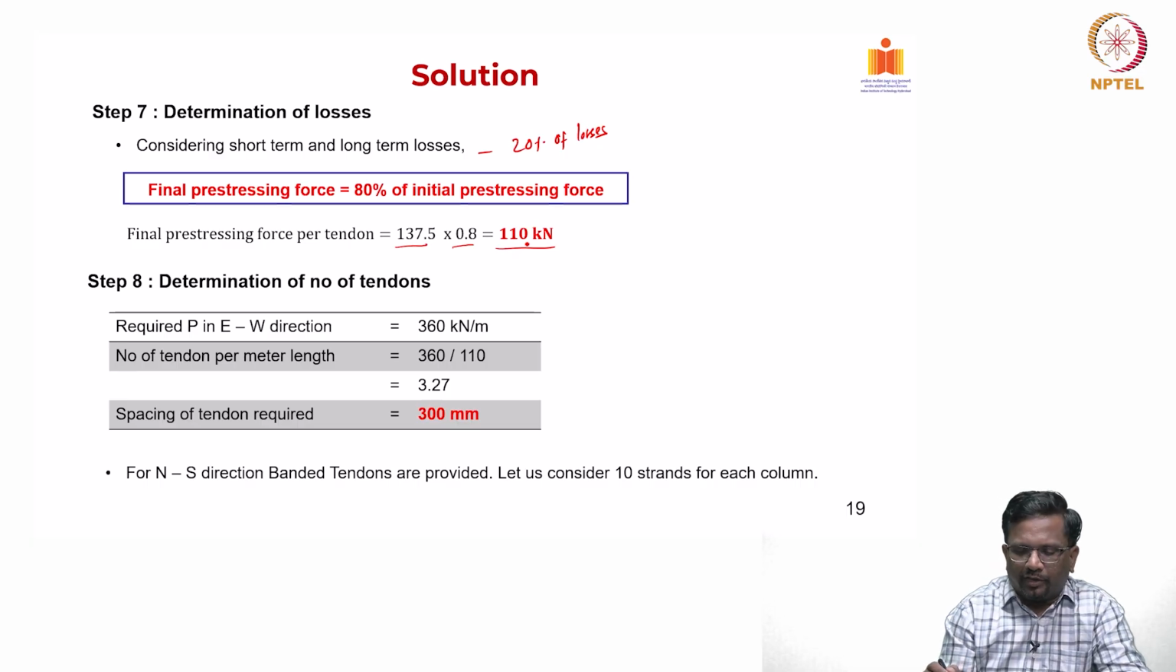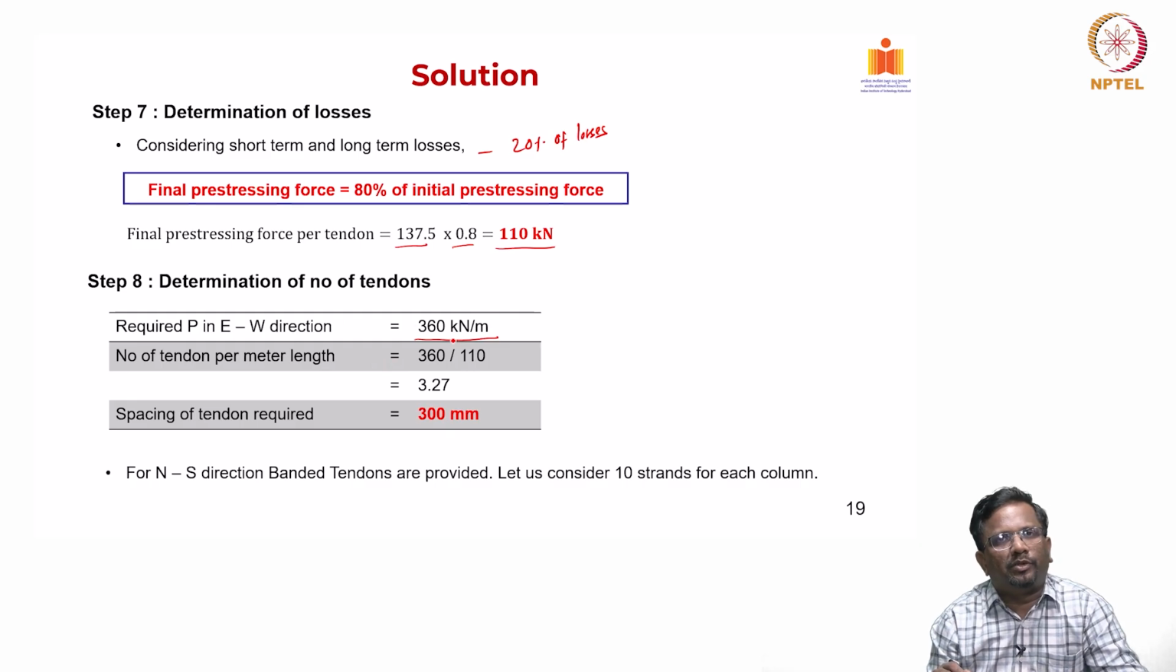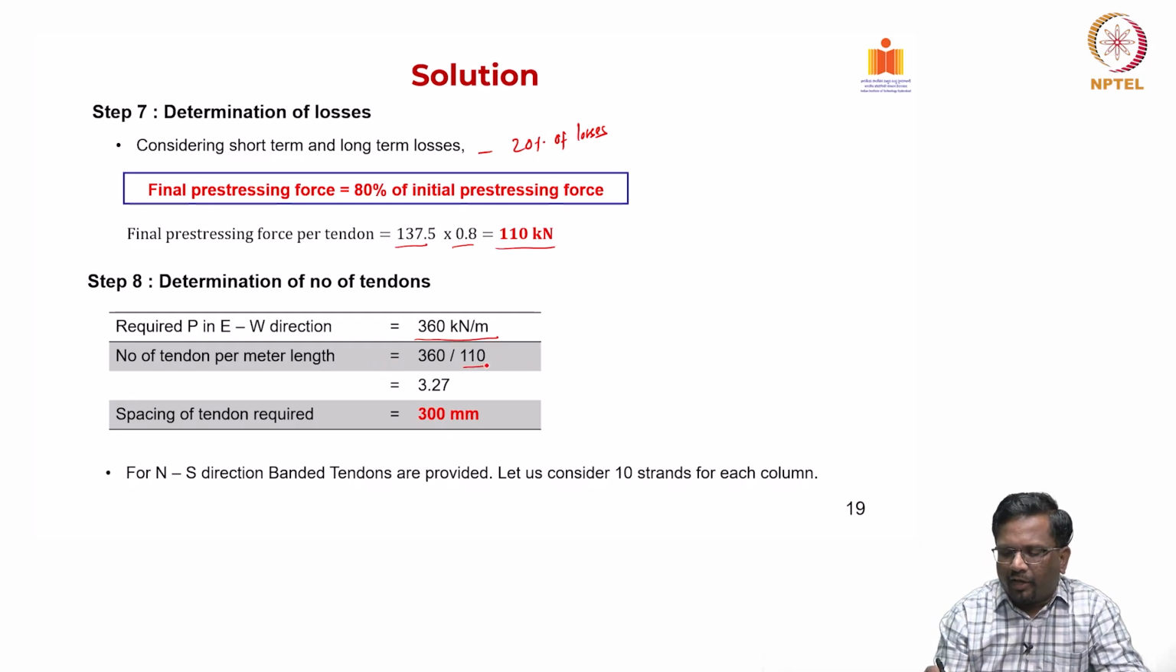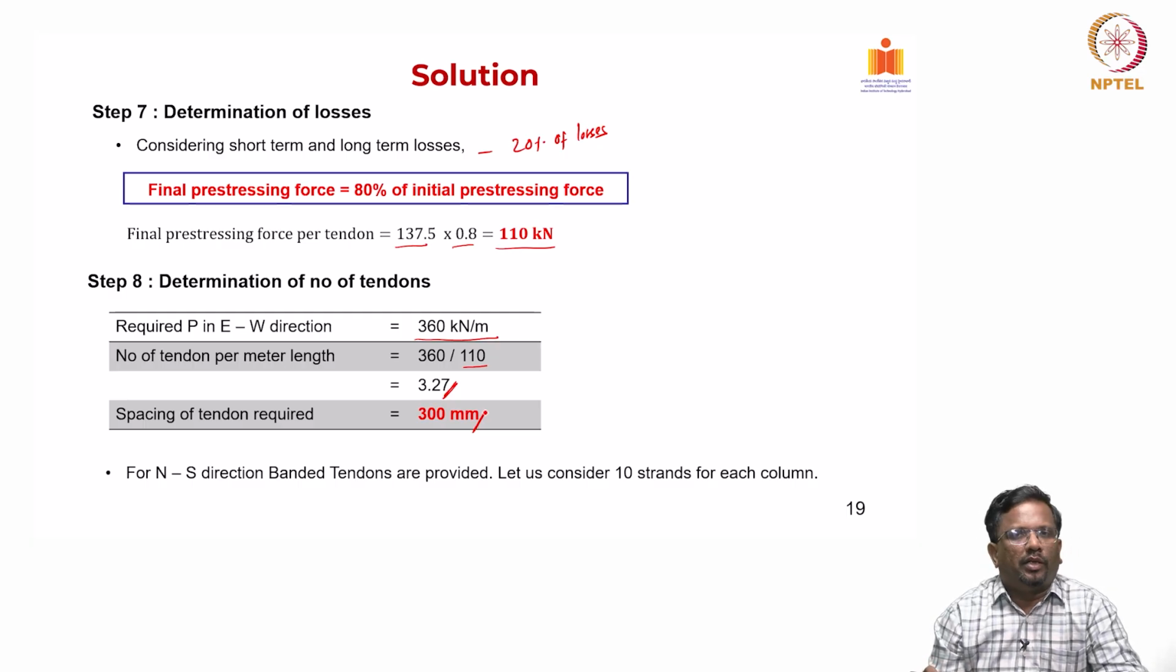Now, what is the determination of the number of tendons? In the east-west direction, the total required force was 360 kilonewton per meter, and I am dividing it by 110 for each cable. So, I need 3.27 cables. We cannot put 3.27, so we can say roughly that we put a cable at 300 millimeter spacing. For the north-south direction, typically the shorter direction, we try to put banded cables.